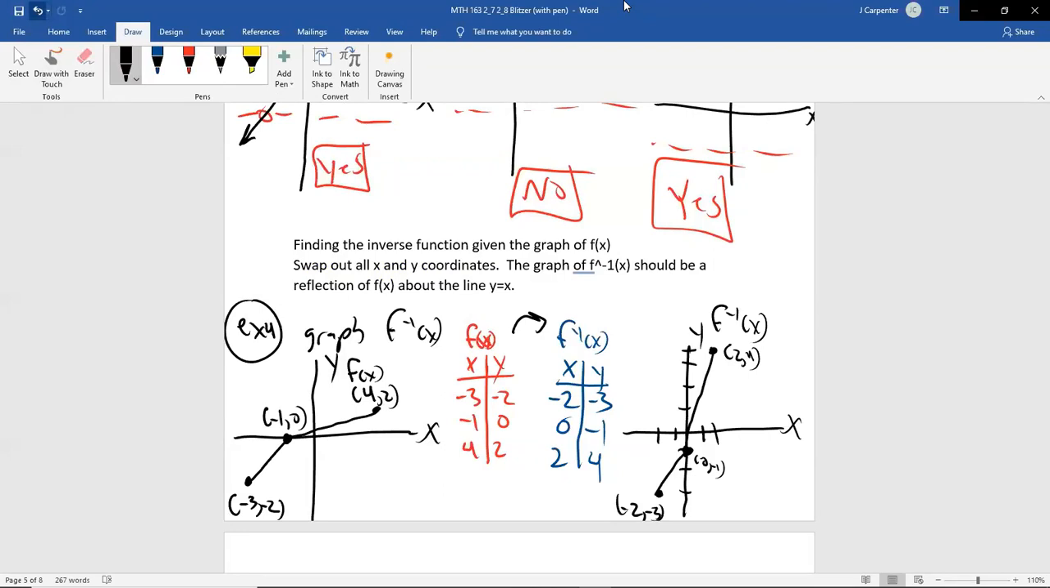And we said that the graph of the inverse function should look like a reflection of the original one about the line y equals x. The line y equals x goes to the points (0, 0), (1, 1), (2, 2), (3, 3), (4, 4), because the y and the x value are literally the same. (-5, -5). You better know how to graph lines in this course. No exceptions.